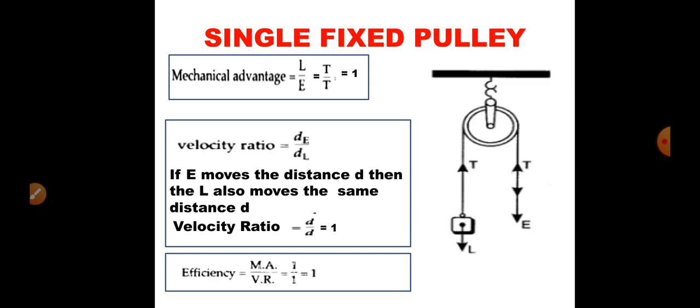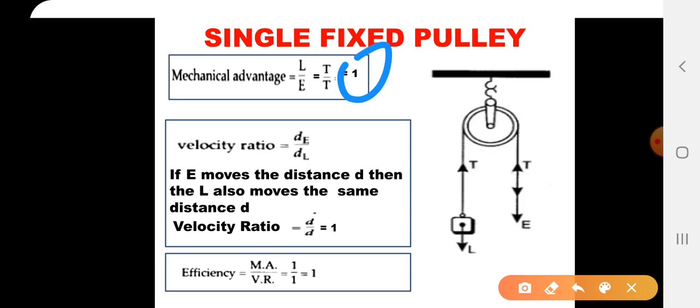The next one is efficiency. Efficiency is given by the formula mechanical advantage upon velocity ratio, that is equal to, as mechanical advantage is 1 here and this velocity ratio is also 1. If you substitute in the formula, 1 upon 1 will be always 1.